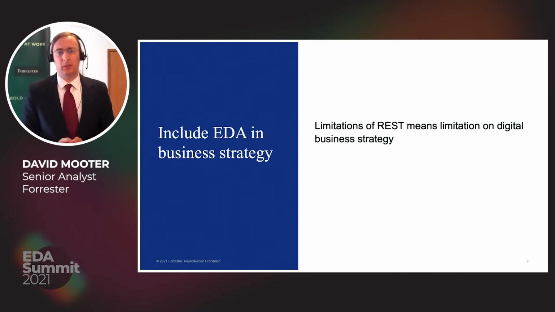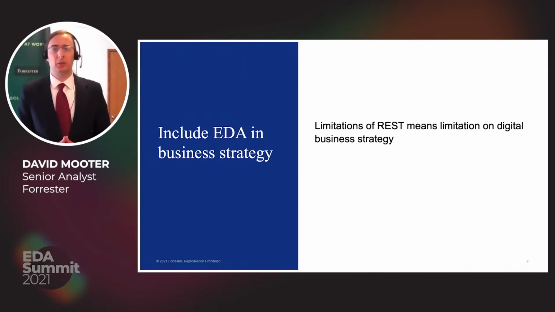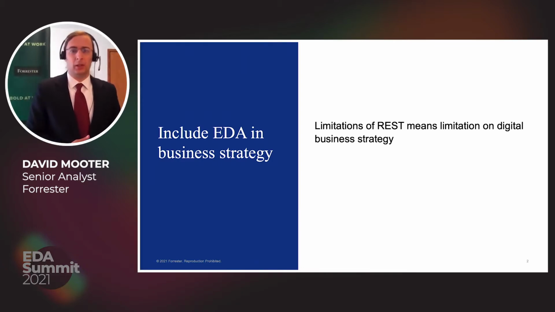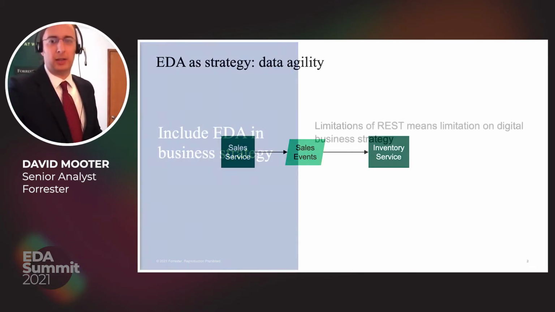So the first step is to include EDA in business strategy. Now, hopefully you're already using APIs in your business strategy. The catch though, or the issue is that REST has limitations. And when you have REST as your primary means of delivering digital strategy, then the limitations of REST become the limitations on your digital business strategy. It's therefore important to move beyond REST to things like event-driven architecture and other patterns to ensure that your technology is maximizing the various ways you can deliver digital business strategy. So let's give an example of that on our next slide.